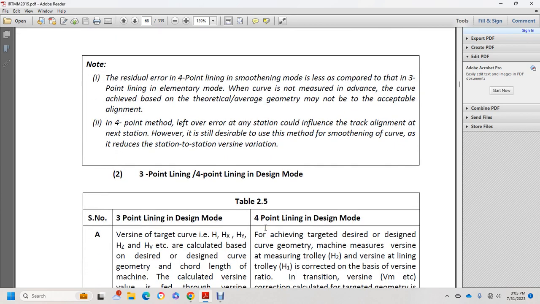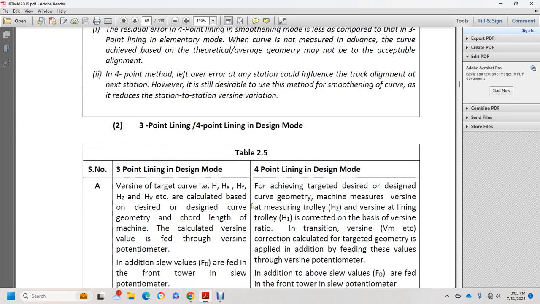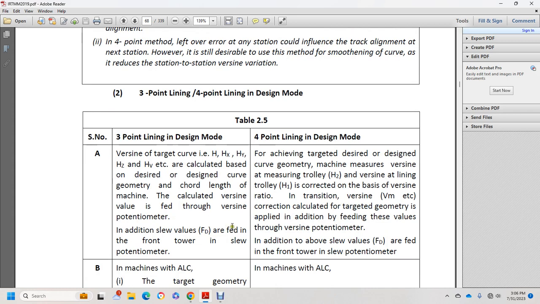The 3-point lining design mode: first line the target with H, H, X, H, Y, with the H, E, with the B, calculated based on the desired design curve with the geometry chord length. The machine calculated versine line value is fed in with the versine line parameter. In addition, flowing values are fed in with the front and tower with the slew parameters.